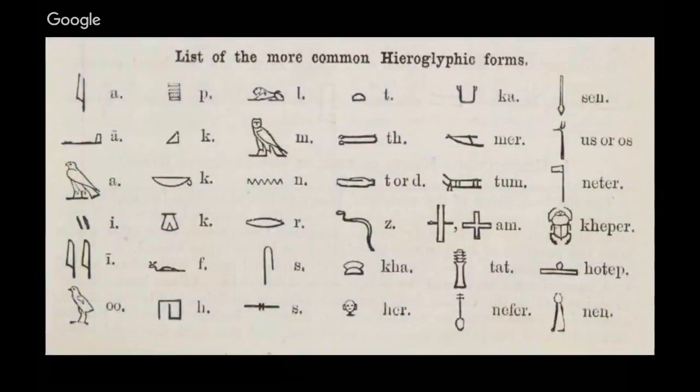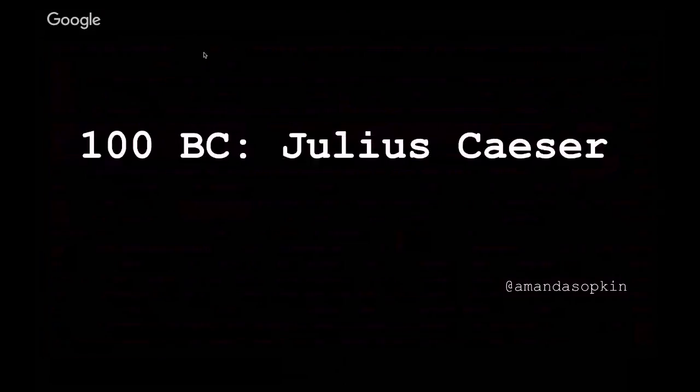And this is just a list of the more common hieroglyphic forms. So if you could picture slanting them or writing it a slightly different way so that it would have a different meaning to someone, that is considered the basis of cryptography.